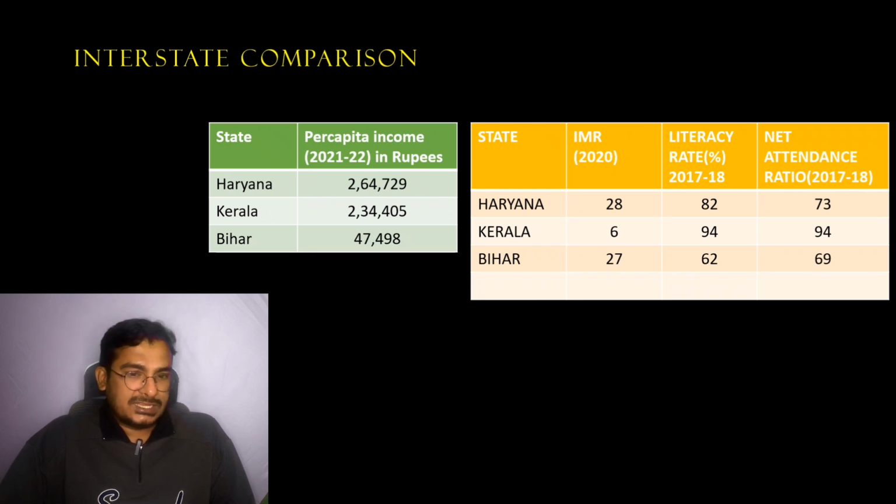Now if you look at states like Bihar, what could be the reason for such low per capita income? Obviously high unemployment rates.